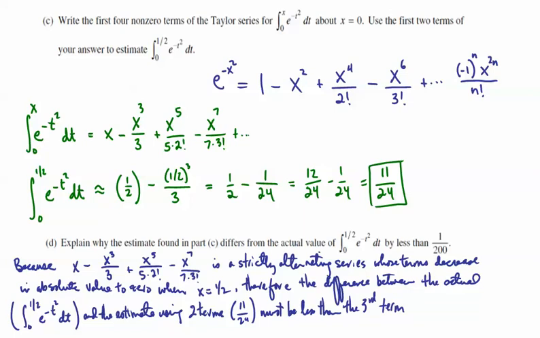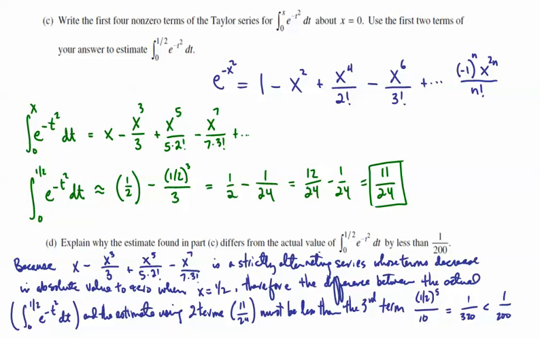And the third term, when x is equal to 1/2, we would get 1/2 to the fifth over 10, and that's 1 over 320, which is less than 1 over 200. And so that's how we would explain it.